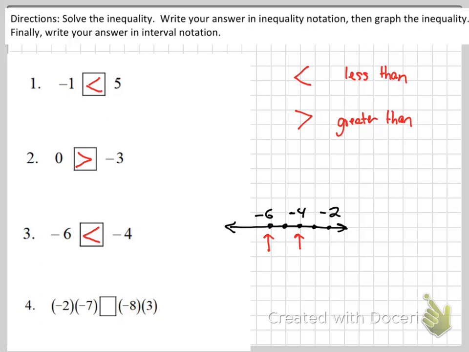Number 4 actually has us do some math. So we have negative 2 times negative 7. That gives us a positive 14. Then we have negative 8 times 3. That gives us negative 24. Is 14 less than or greater than negative 24? If you said that 14 was greater than negative 24, you are correct.